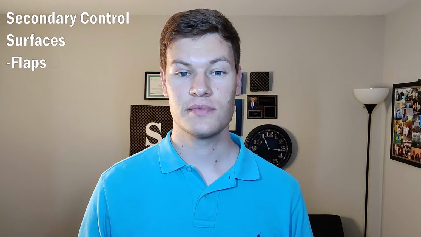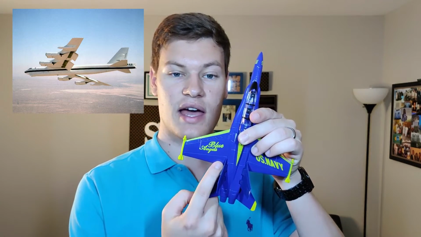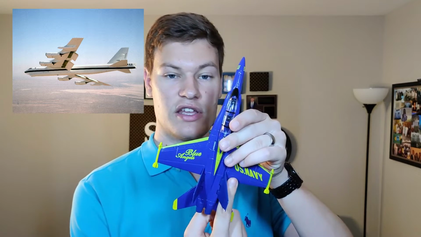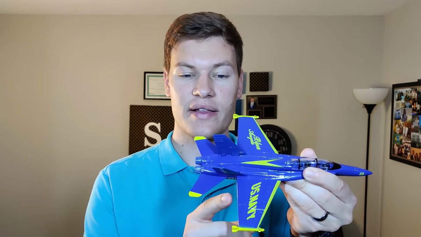The other category of control surfaces is known as secondary control surfaces. These secondary control surfaces have other functions in flight beyond controlling roll, pitch, and yaw. The secondary control surfaces I'm going to explain to you are flaps, slats, and air brakes. Flaps are placed towards the rear of the wing inside of the ailerons on either side. The flaps extend from the rear surface of the wing and deflect downwards.